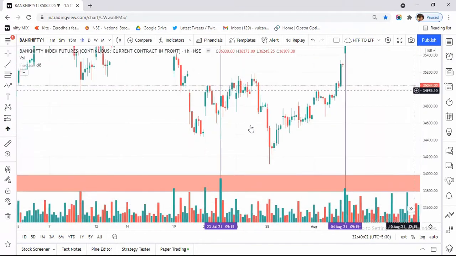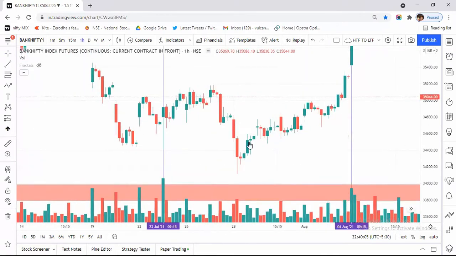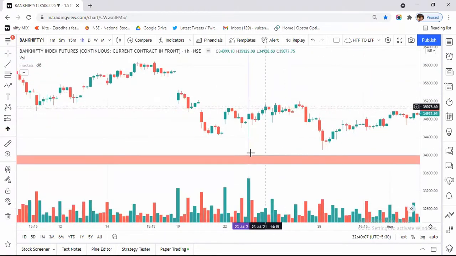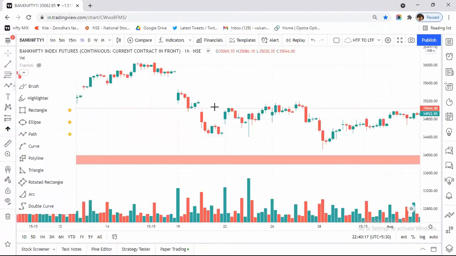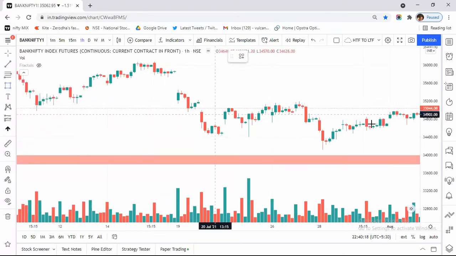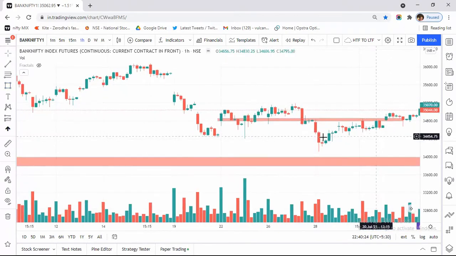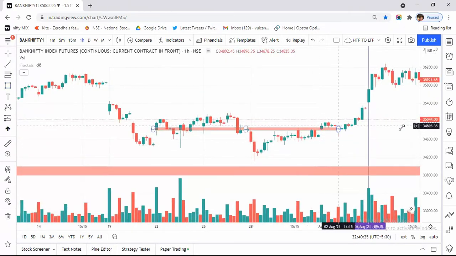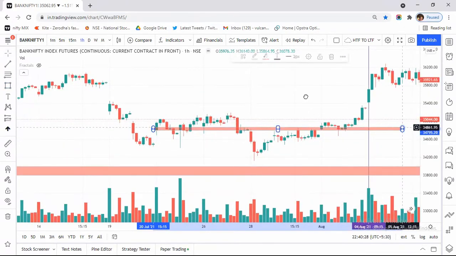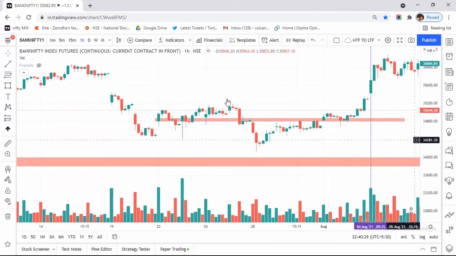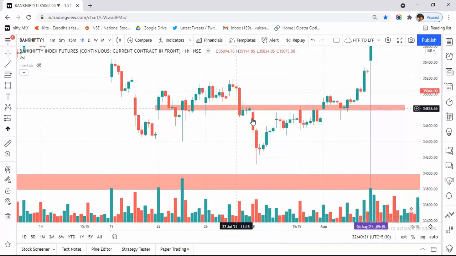So I don't know what will happen after this, but I can see the high volume here. Okay. Now what I will do, I will mark the open of the price like this. And I will short the market when market goes below this, and I will buy the market when market goes above this.